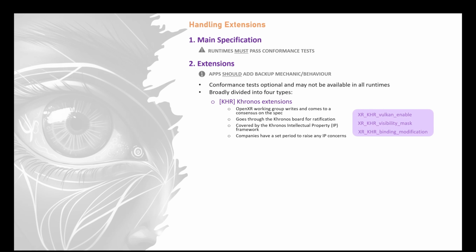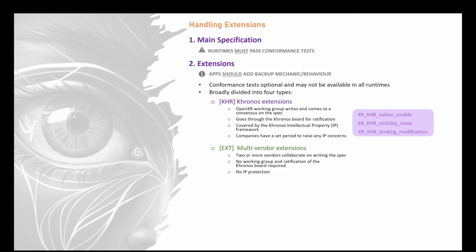And samples of these are the graphics extensions that are required to create the OpenXR instance. So we have Vulkan, DX12, and OpenGL, as well as other graphics APIs. We also have the vismask and binding modifications as Khronos extensions.